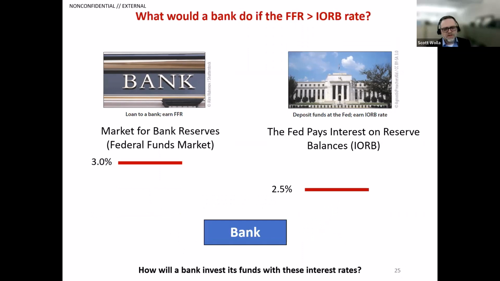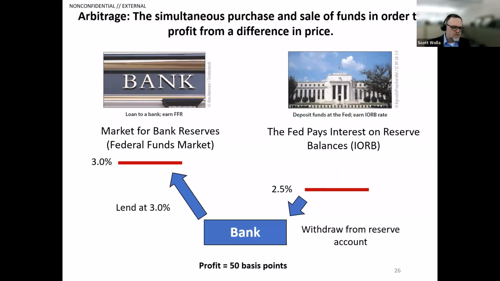And here we have a situation where the federal funds rate is higher than interest on reserve balances. And arbitrage works in this scenario as well. So banks will also see an opportunity to profit here. And on the next slide, you'll see that banks will withdraw from their reserve account and lend in the federal funds market and take advantage of this arbitrage opportunity. In this scenario, again, we see the profit as 0.5% or 50 basis points.